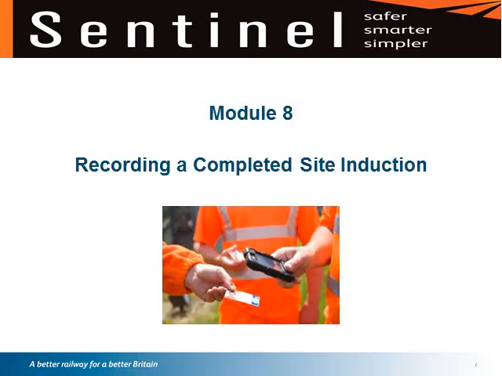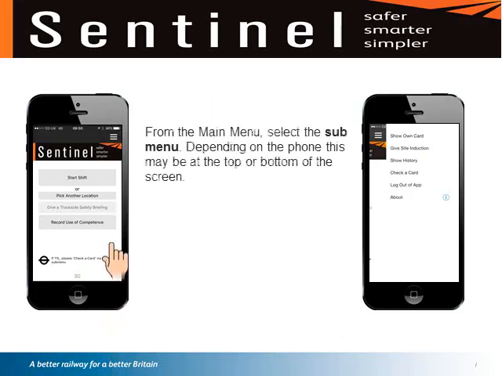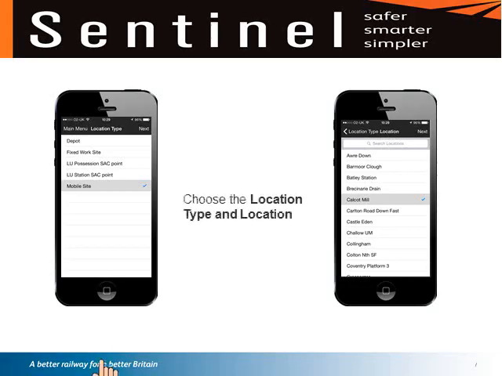Module 8. Recording a completed site induction. From the main menu, select Submenu. Depending on the phone, this may be at the top or bottom of the screen. Select Give Site Induction. Choose the location type and location.